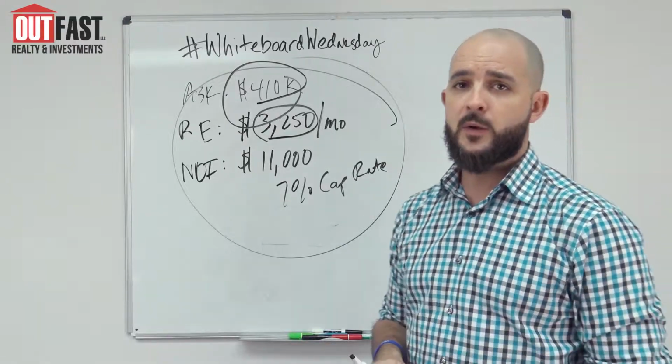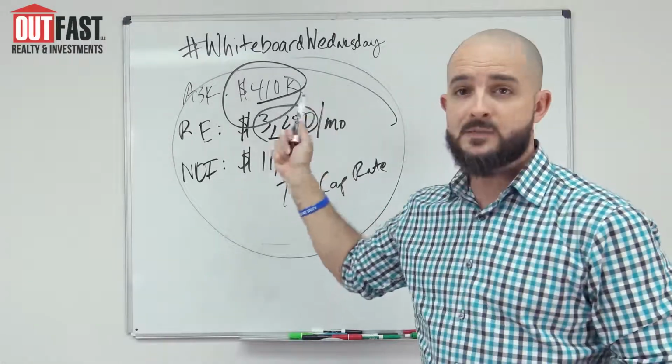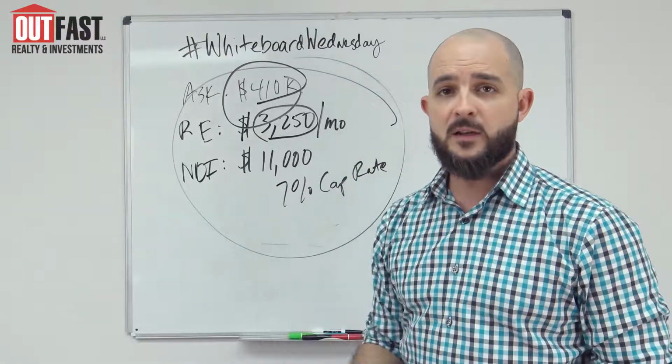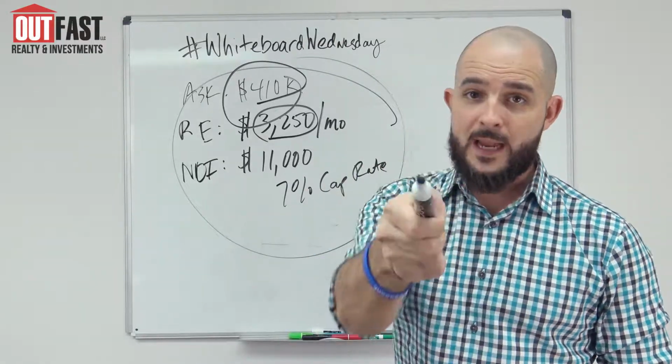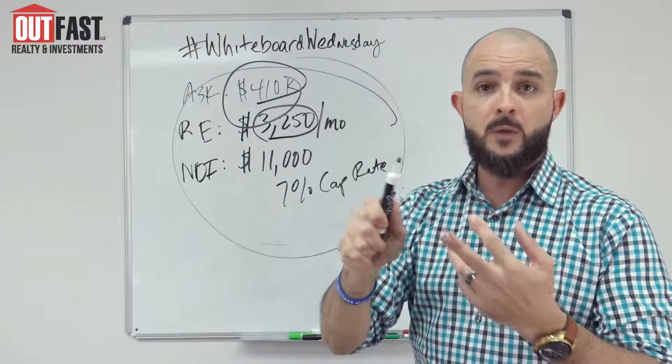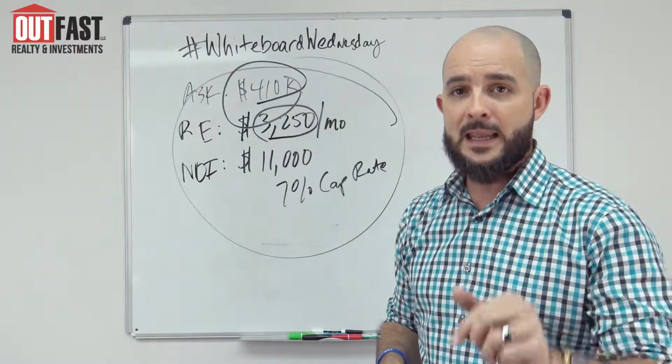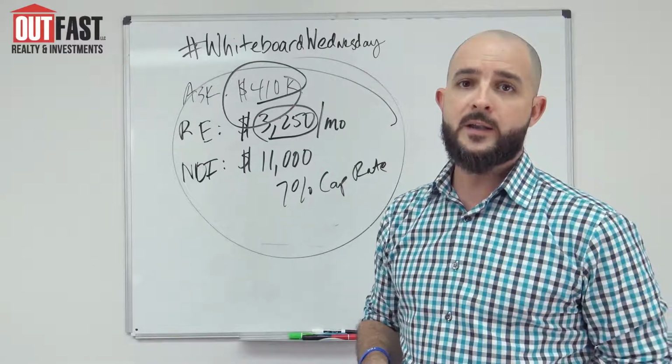I hope you found value in this breakdown, because this is what we teach here at Outfast Realty and Investments to our investment agents: to analyze rental properties in rental neighborhoods based on cash flow, based on after-repaired value, and making sure that we're buying these properties in and around rental areas only.